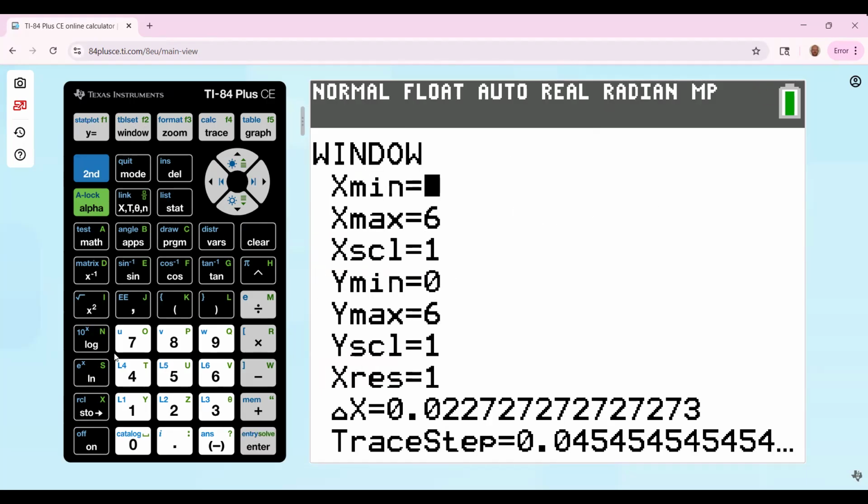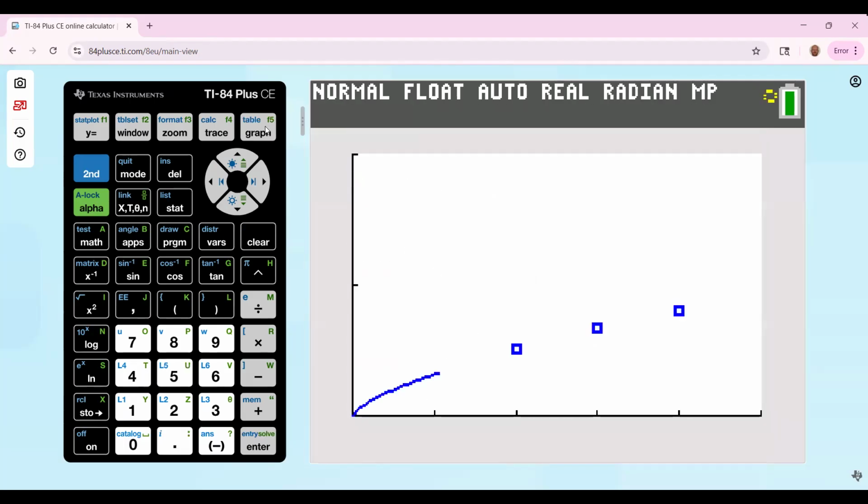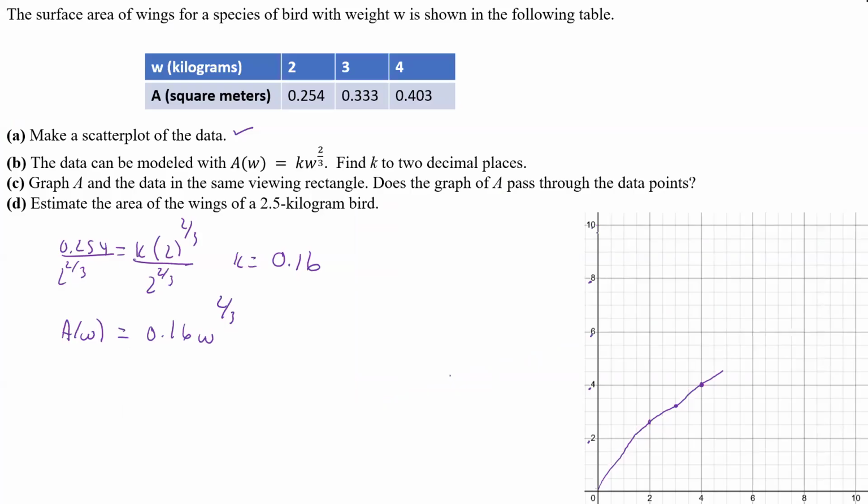Let's put our window from 0 to 5. And then y is going to go from 0 to 1, because it doesn't go up that high even. So let's go by 0.5 and see what we get. And so that's our point. It does go nicely through the points if you do it by calculator. And so, does it pass through the given points? Yes. So that part is yes. And it kind of looks like that again.